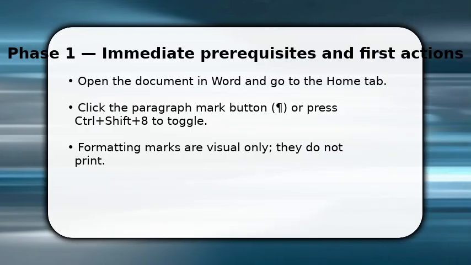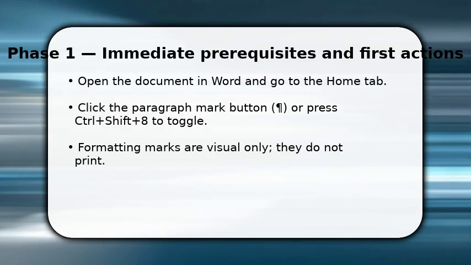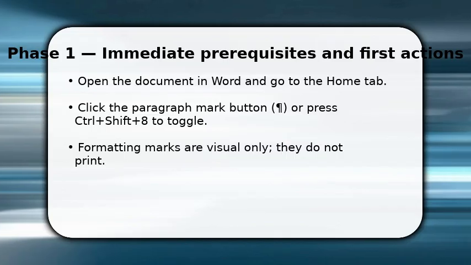You're starting inside the document. Go to the Home tab now and look for the paragraph mark button, the paragraph icon. Click it once to hide the marks. Alternatively, press Ctrl plus Shift plus 8. That's faster if you prefer keyboard shortcuts.